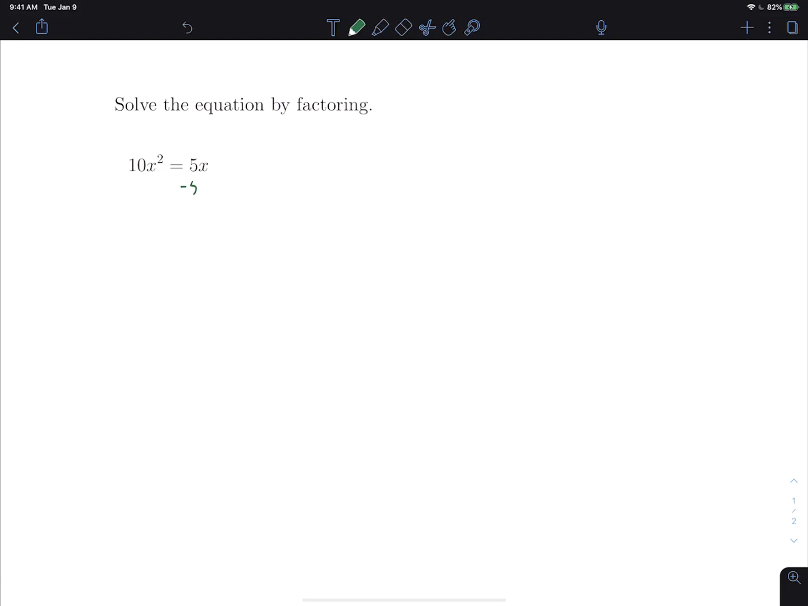So let's go ahead and subtract 5x from both sides. That's going to give me 10x squared minus 5x equals 0. Now that we've done this, we want to go ahead and factor this.